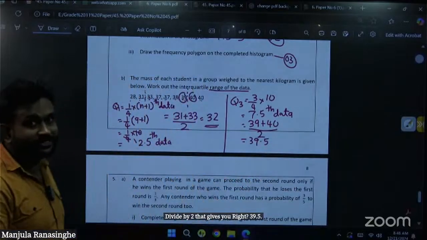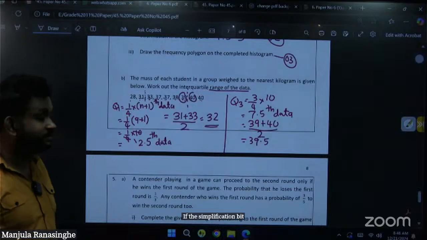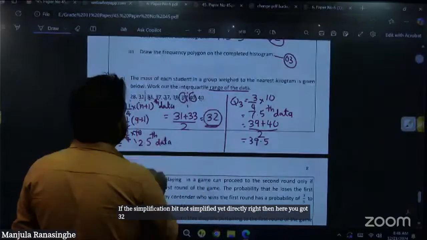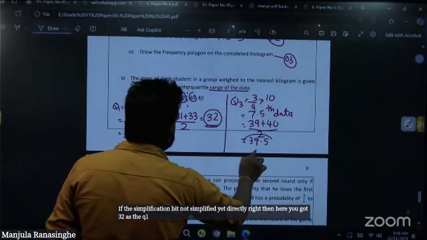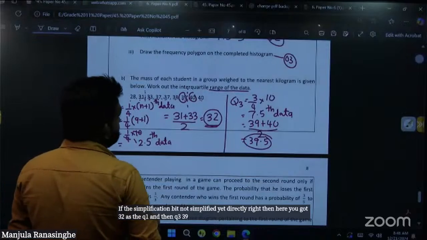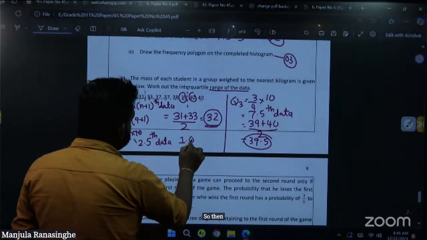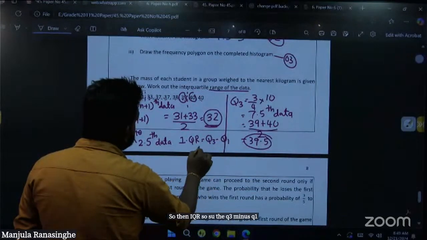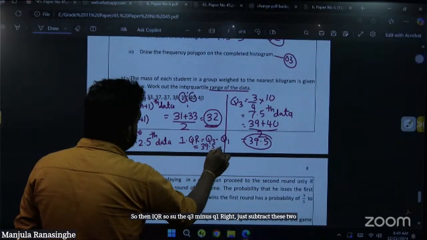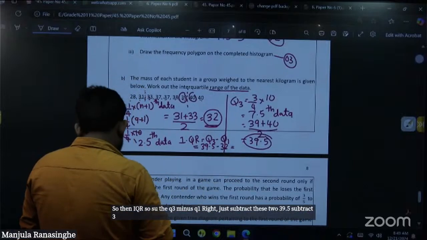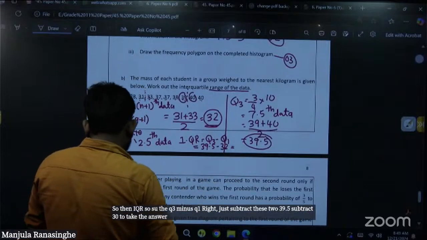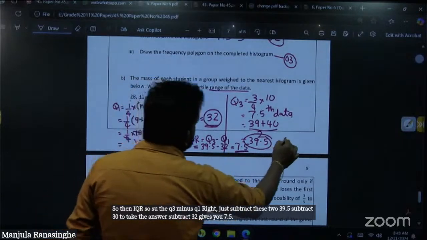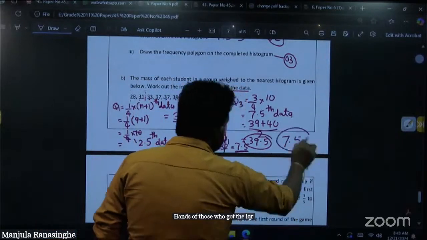Okay, the simplification, not simplified directly. Then here you got 32 as the Q1 and Q3 as 39.5. So IQR is the Q3 minus Q1, right? Just subtract these two. 39.5 subtract 32 gives you 7.5. Hands up those who got the IQR as 7.5. Final answer.